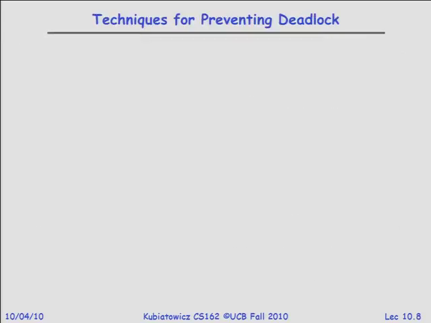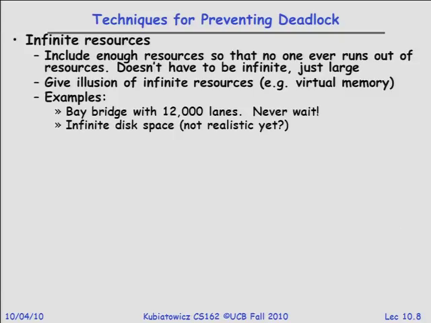So what are some good techniques for preventing deadlock? Well, one of them is infinite resources. Now, this is the example of the Bay Bridge, 12,000 lanes, no problem. You never end up waiting.